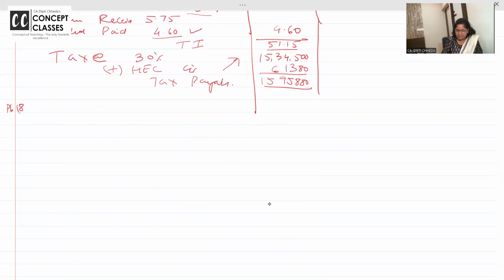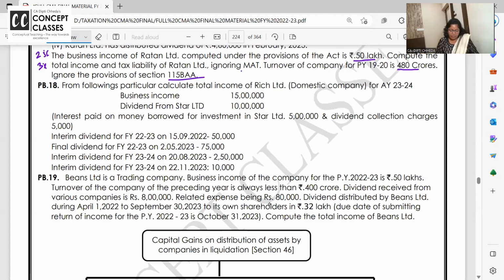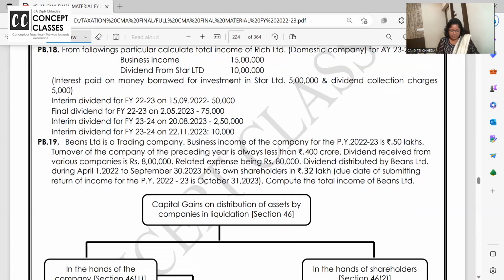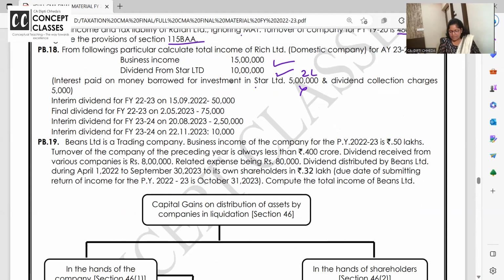Problem number 18, we will read and do it now. From the following particulars, calculate the income of Rich Limited. Business income is given as 50 lakhs, dividend is 10 lakhs. Interest paid on money borrowed is 5 lakh. But 5 lakh will be allowed only till what amount? 2 lakh. 10 lakh is dividend received, so 20% is allowed.